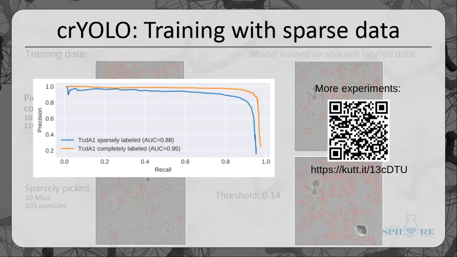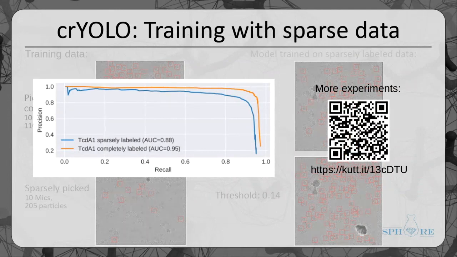What you see here are the so-called precision-recall curves, and I compared the models trained on the completely labeled dataset and the sparsely labeled dataset. What I measure is, in principle, the area under the curve. If you get a value of 1, then this is a perfect particle picker, and the worst case is a value of 0.